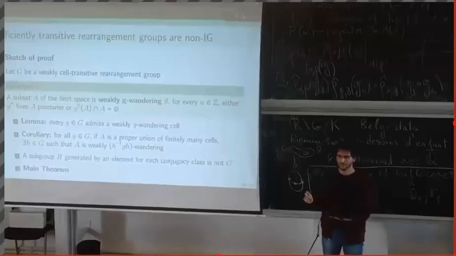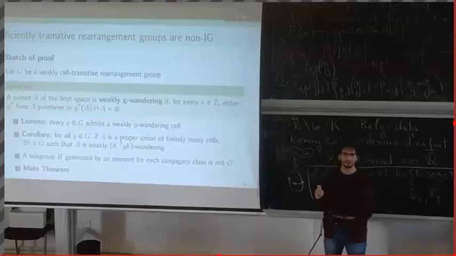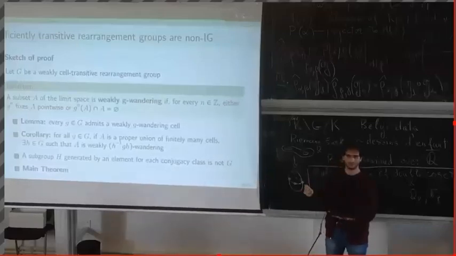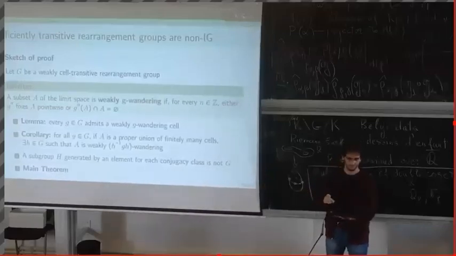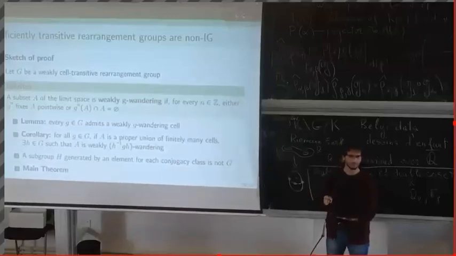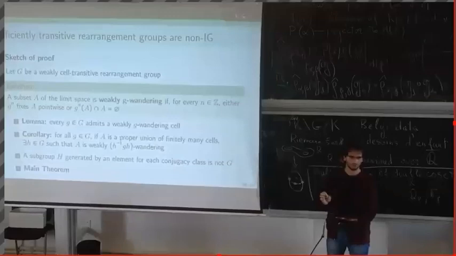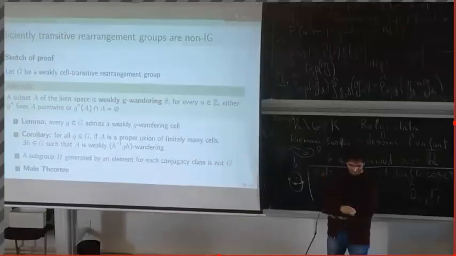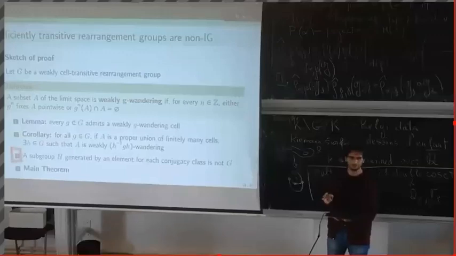finitely many cells, up to conjugating that element, you can say that that union of finitely many cells is wandering for that element. So you can actually pick any union of finitely many cells that you want that will be wandering for some conjugate. And the last step, which I think is a fairly standard argument for proving that a group is not invariably generated.